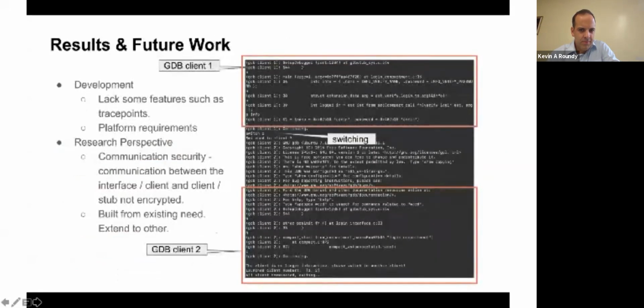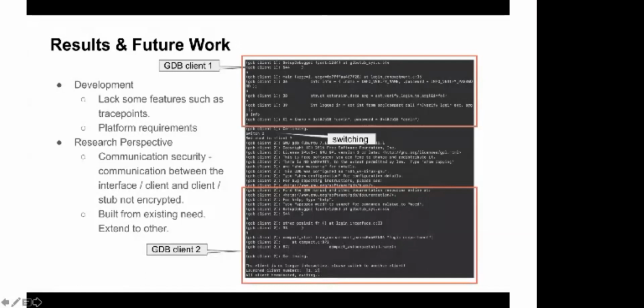An example output of two clients and some basic functions is shown in this figure. The current prototype, however, still lacks some functions such as tracepoints. It should also be noted that the communication between client and stub is not encrypted yet, so it is subject to attack as well. We'd like to keep developing and start using it internally in our group, and we believe this structure could be adapted to other research as well.